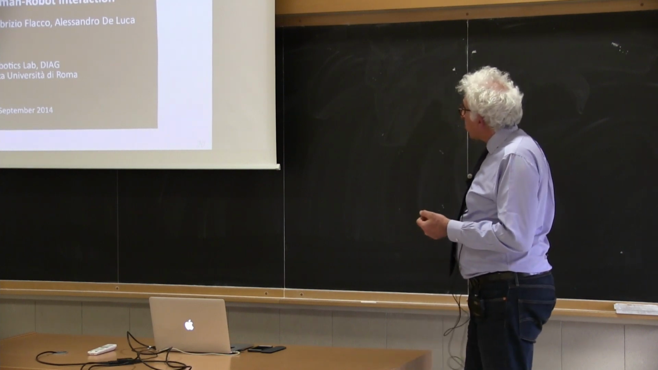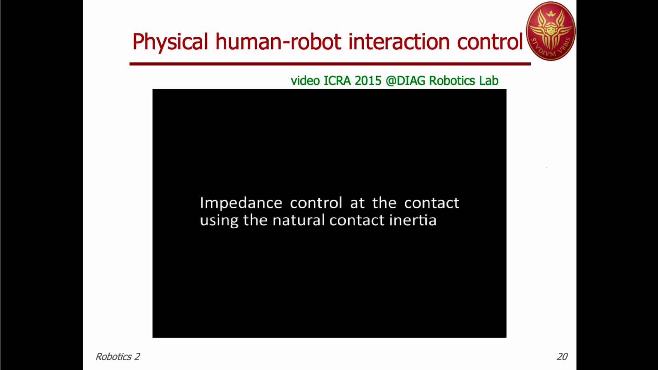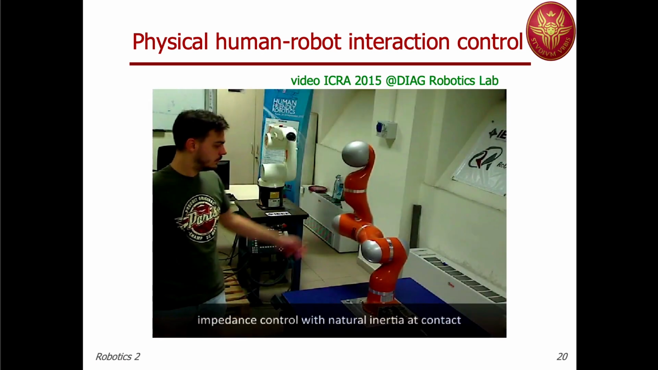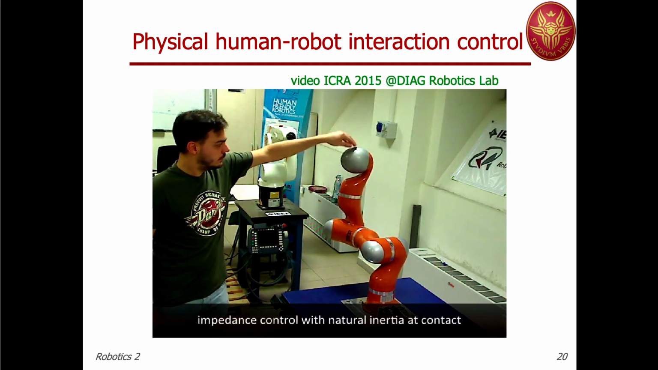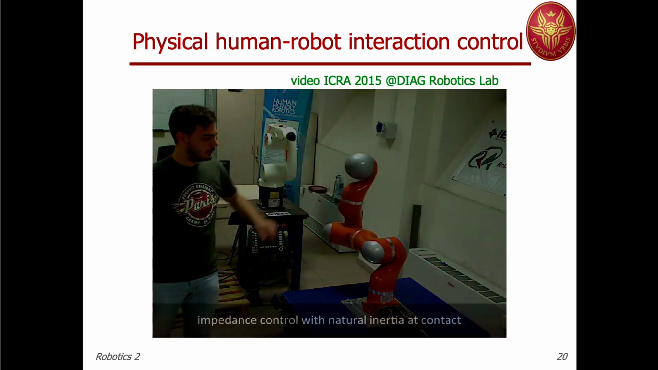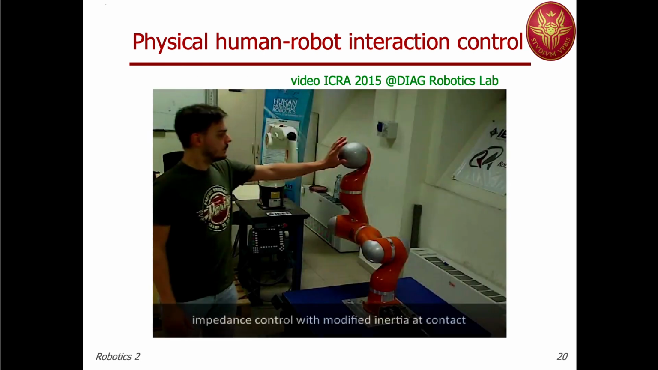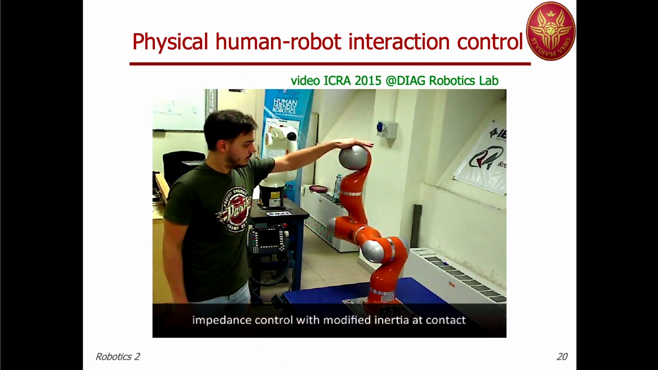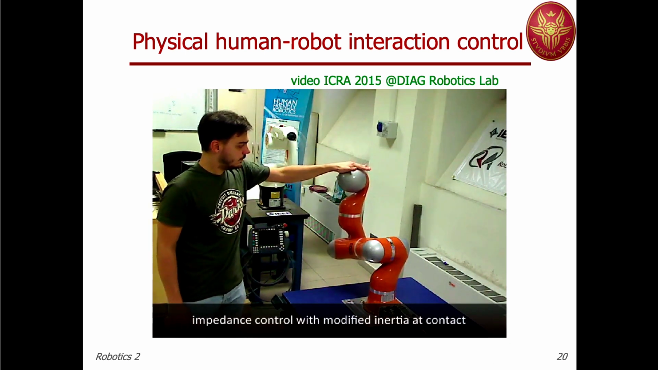So in this video, this was the ICRA 2015 video, the first part is on impedance control at the contact without modifying the natural inertia. And you see that Emanuele is pushing in any point of the structure, in any direction, and achieving a natural reaction of the mass spring damper type. Indeed, we can modify this behavior by imposing more mass or less mass, more stiffness or less stiffness, and you can see that in the various directions the reaction of the robot to the applied force will vary accordingly.